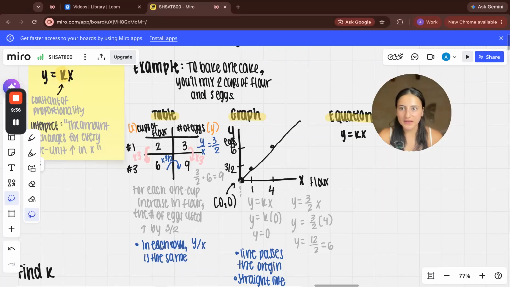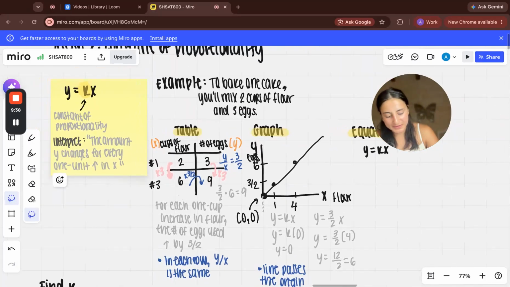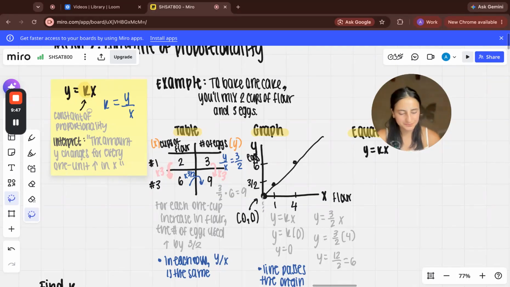And if I haven't already defined this, because I realized I didn't point that out super explicitly, the formula for finding k is k equals y over x. So that's how we always find the value of k if it's not given immediately.